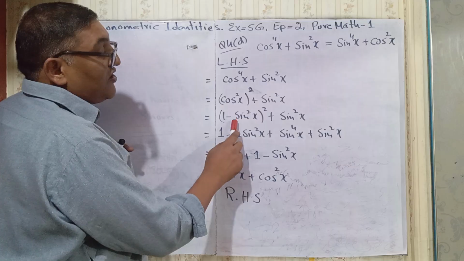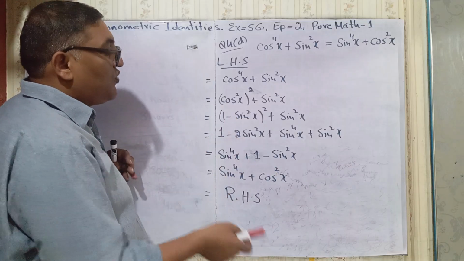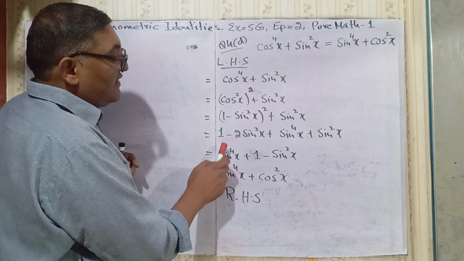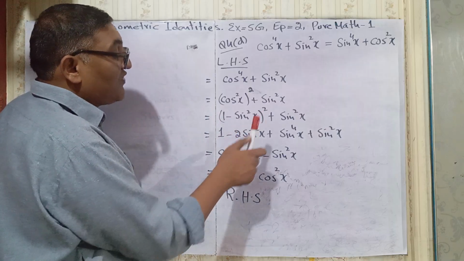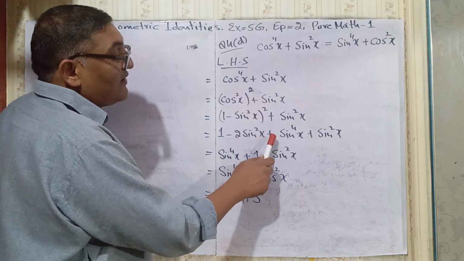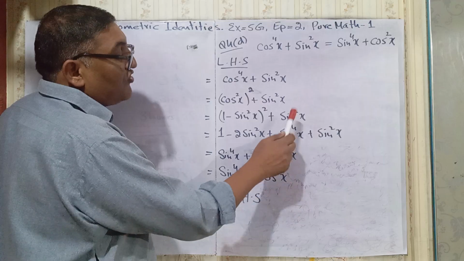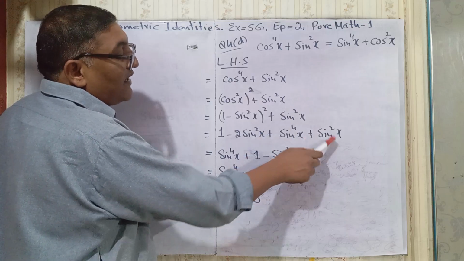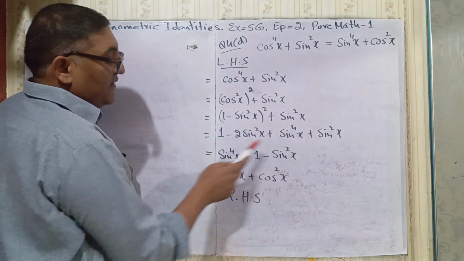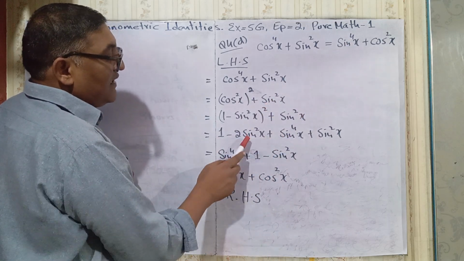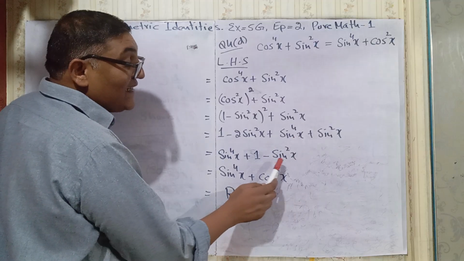Now I will take the square of this, like a minus b whole square is equal to a square minus 2ab plus b square. So when I open this whole square, this will become 1 square is 1, minus 2 into 1 into sine square x, so minus 2 sine square x, plus sine x raised to power 4. Plus this sine square x. Because I want this on the right hand side, I will bring it here. Then you have plus 1, then minus 2 sine square x plus sine square x. You are left with minus sine square x.